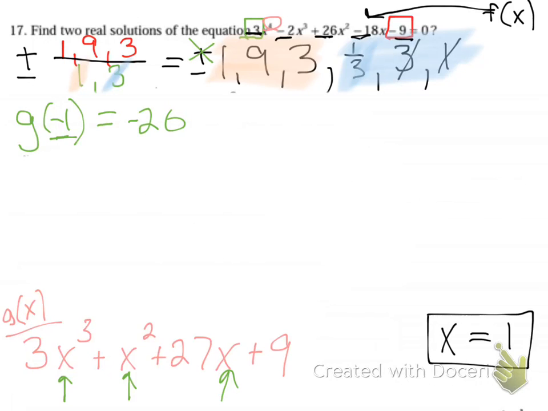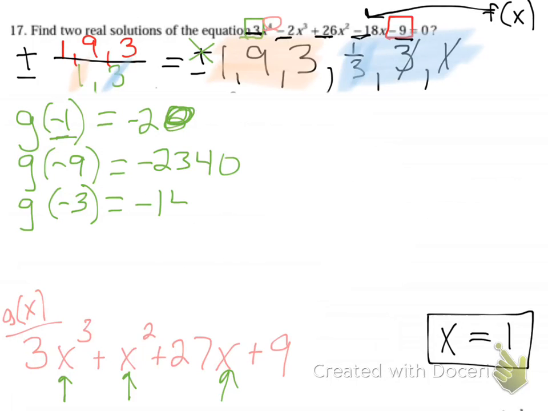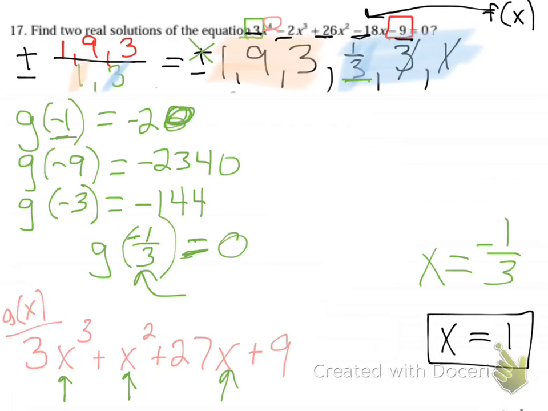That doesn't work. I'm going to try it again, but this time with g of not 9, but negative 9, because I need it to be 0. Positives definitely won't work. And when I plug in negative 9, I get negative 2,340. Well, that didn't work. Now I got to try g of negative 3. When I plug that in, I got negative 144. That didn't work. This is going to be ugly, but I'm going to have to try g of negative 1/3. And when I plug that in my calculator, sure enough, I get a 0. So this is now my second x value. And that is how you find two real x values of a polynomial.